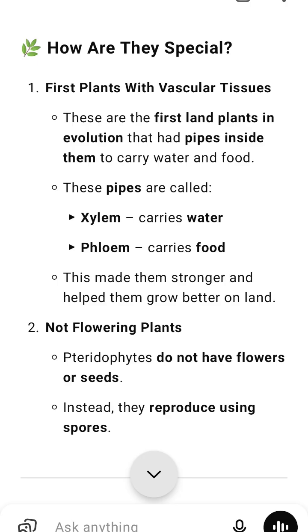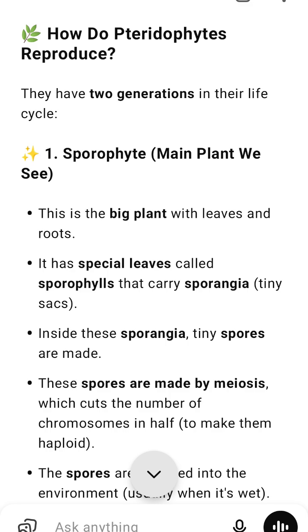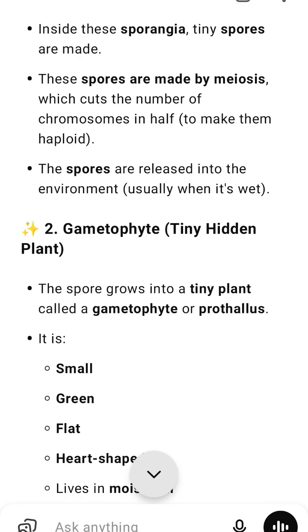3. Fertilization. Male gametes swim through water to reach the egg. Water is necessary for this step. Male plus female gametes equals zygote. Zygote grows into a new sporophyte. Big plant again.